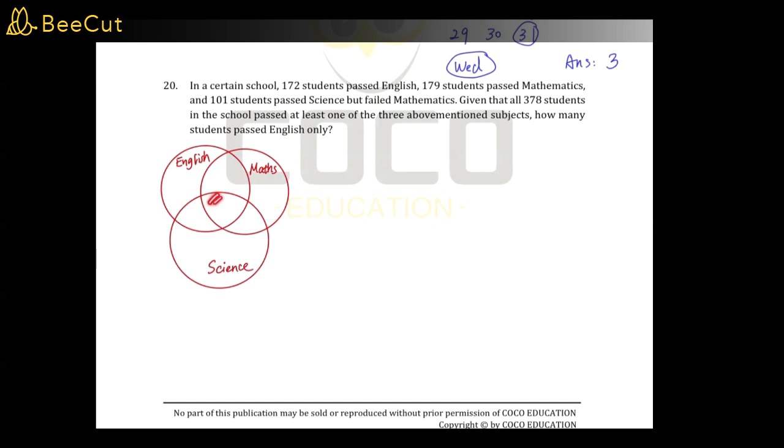Now, we know that the overlap between these 2 circles is those who pass math and science at the same time. So it will be those that are outside the circles. This gives us the 101 students. These are the students who pass science but fail math. This is 101.